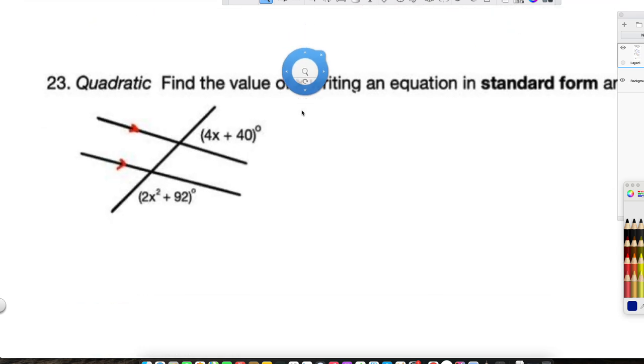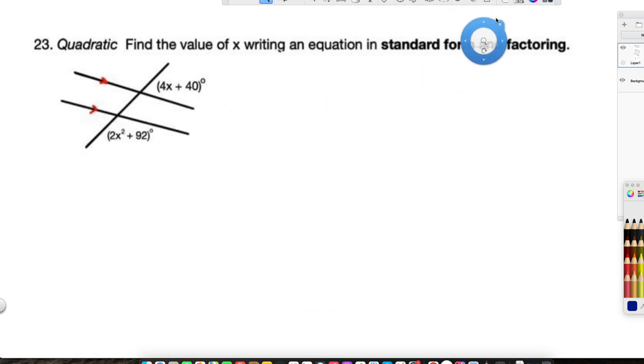Last one. Find x. Standard form and factor. Okay, so these are same side exterior. Same side exterior angles are supplementary.